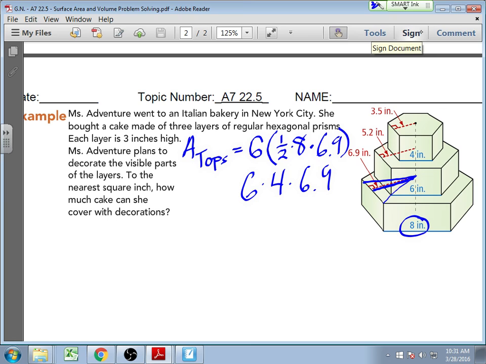Because this is not addition. If those were adding inside of there, we could distribute. We don't when it's multiplication, because multiplication is fluid. It goes straight through. It's also commutative and associative. I can move numbers around, it doesn't matter. 2 times 3 is the same as 3 times 2. So 6 times 4 is 24, times 6.9. And for 24 times 6.9, maybe grab a calculator. We get 165.6.